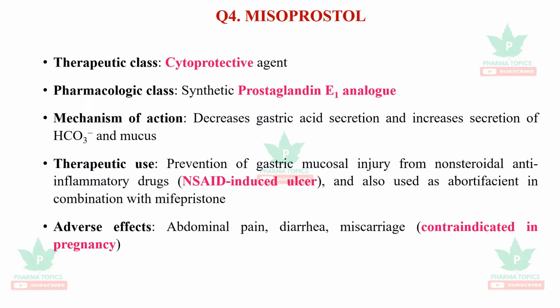It is also used as an abortifacient in combination with mifepristone. Adverse effects include abdominal pain, diarrhea, and miscarriage because of uterine contraction. This drug is contraindicated in pregnancy.